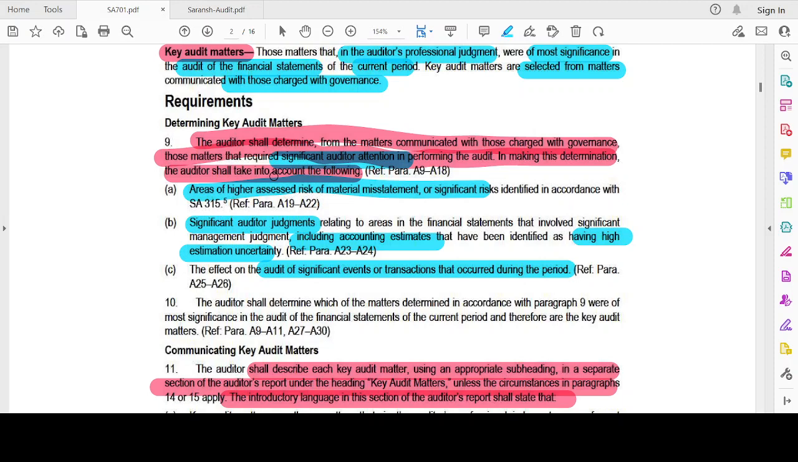Areas of higher assessed risk of material misstatement or significant risk identified. Significant auditor's judgment, including accounting, those that involve significant management judgment, including those accounting estimates having a high degree of estimation uncertainty. The effect on the audit of significant events and transactions that occur during the period. Now, within this, he can determine those matters that are of most significance in the audit of the current period, and therefore those can be made as key audit matters.